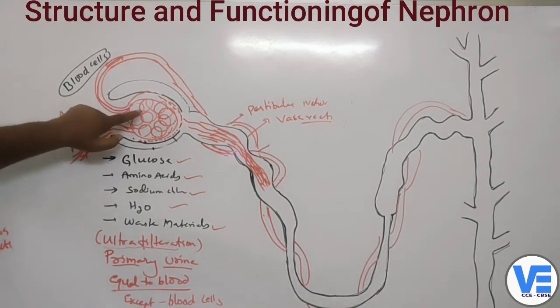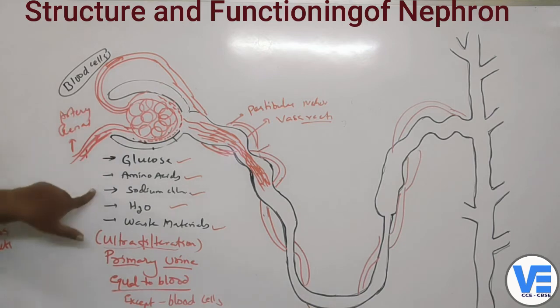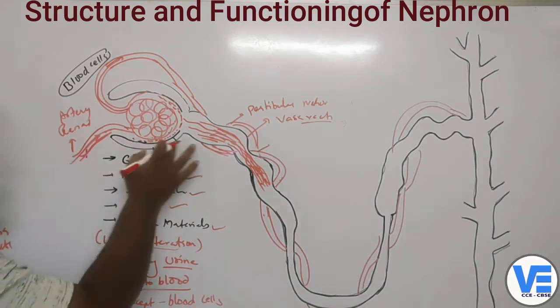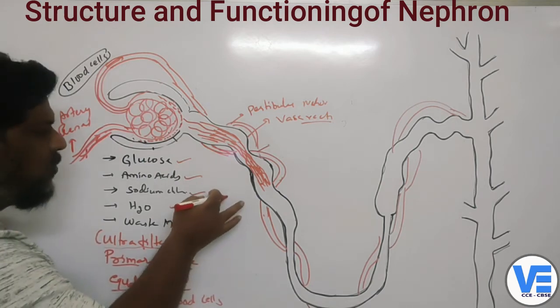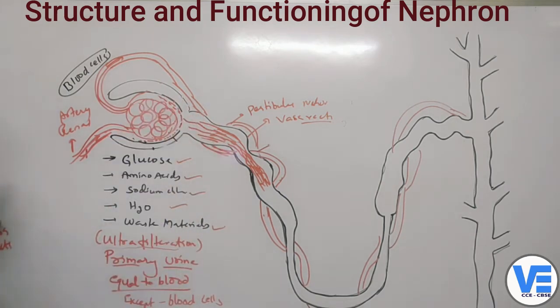Because the glomerulus doesn't know what it is sending out, it sends something randomly outside. So now these things are very important to the blood and to our body, so they should be reabsorbed into the blood.